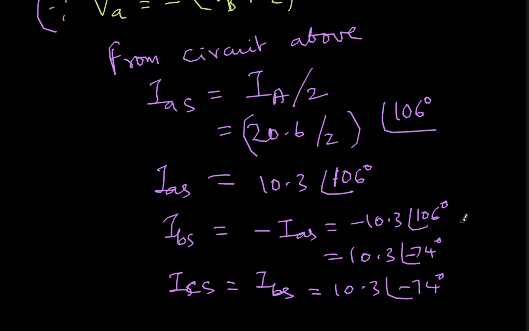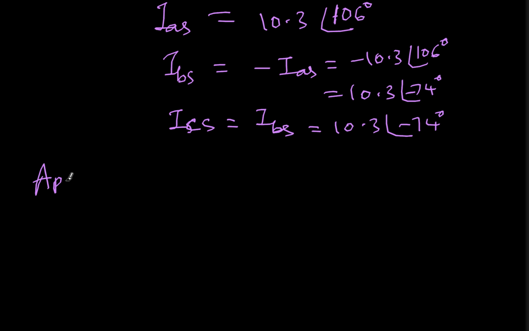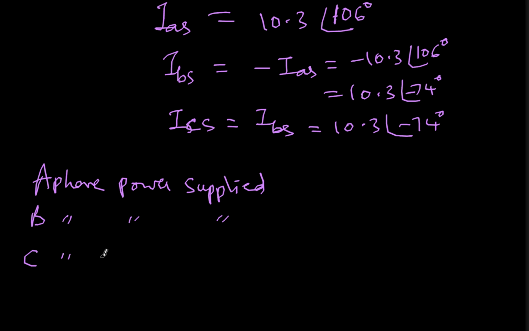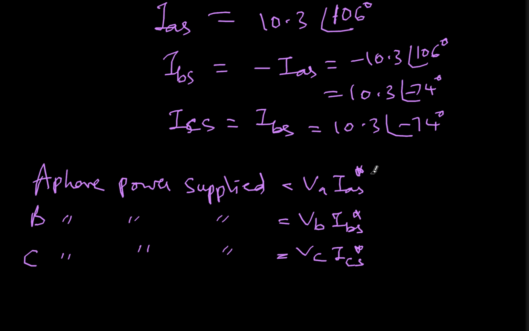So now I can find out what is the A phase power. What is the B phase power supplied? What is the C phase power supplied? So this is nothing but VA into IAS conjugate, VB into IBS conjugate, VC into ICS conjugate. So this way I'll get the three powers.